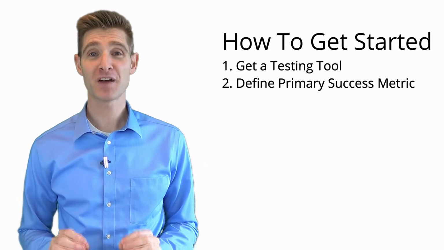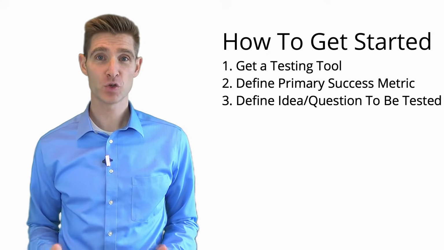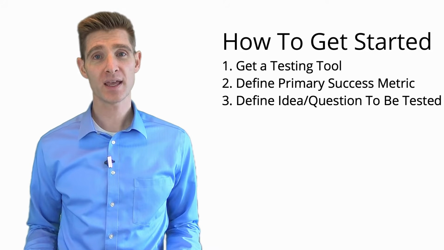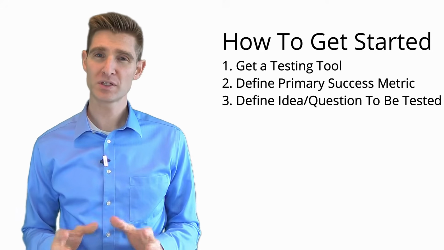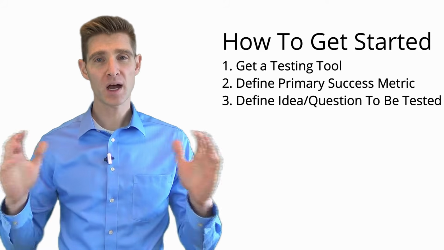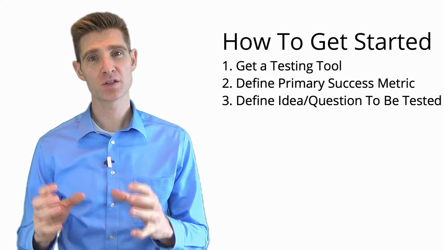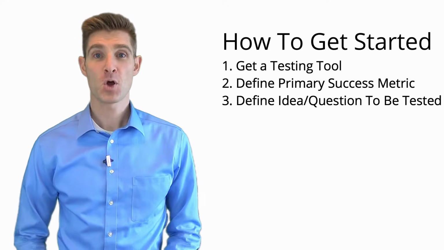So that's the second step, define your success metric. The third step in doing an A/B test is to decide what you want to test. And I usually recommend beginning with a high-level question. You don't want to start with something too granular. You want to start with something higher level, and then once you find something that works, you kind of zoom in to get a result from there. Okay, that's the third step.